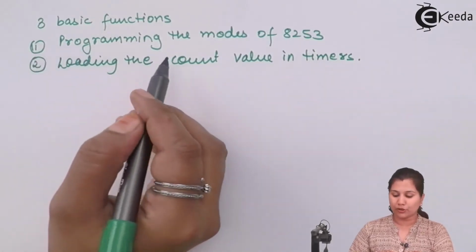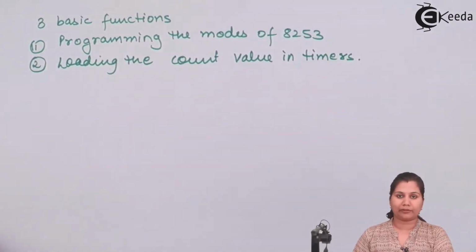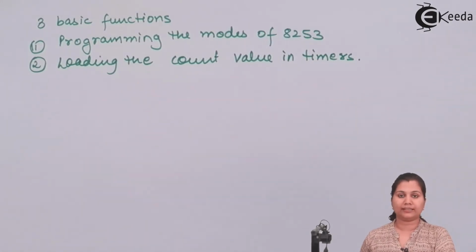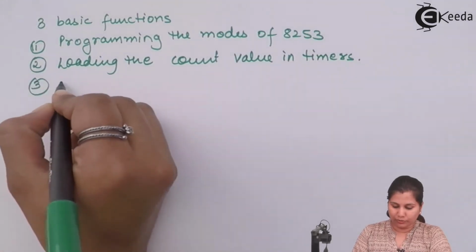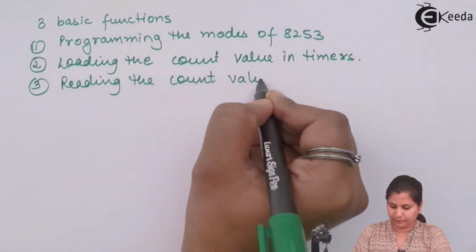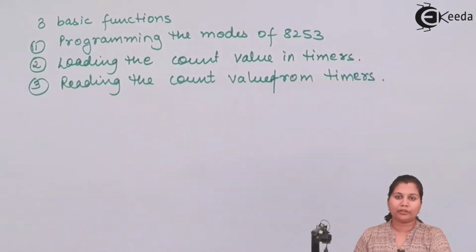this data bus buffer is used to load the count value in the timers, and this count value is provided by the microprocessor. So the time period for which it wants the time delay, according to that time delay it will calculate the count value, and that count value will be loaded by the microprocessor through the data bus buffer in the timers, timer 0, timer 1 and timer 2. Now the third function is reading the count value from the timers.